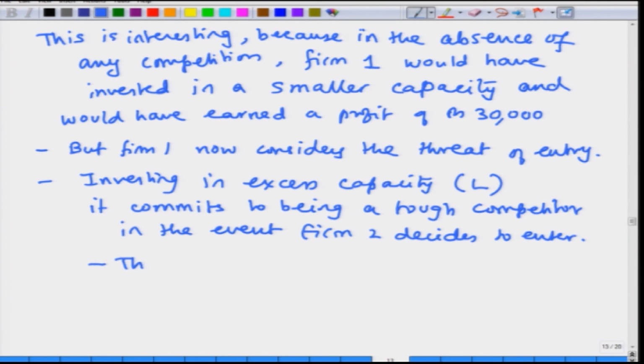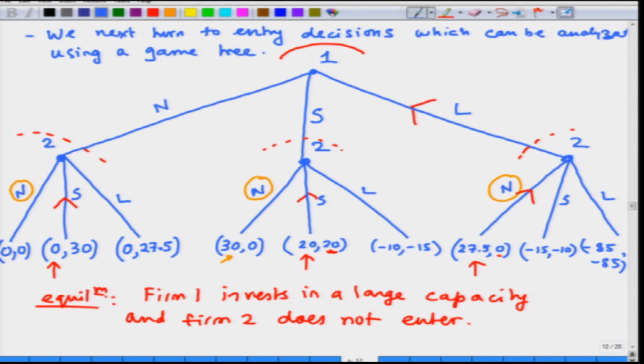This makes entry unprofitable for firm 2. So, essentially the main takeaway is that if there was no threat of entry, I would have invested in a smaller capacity, but the fact that the entrant would be there, my capacity increases to a large level. Thank you.